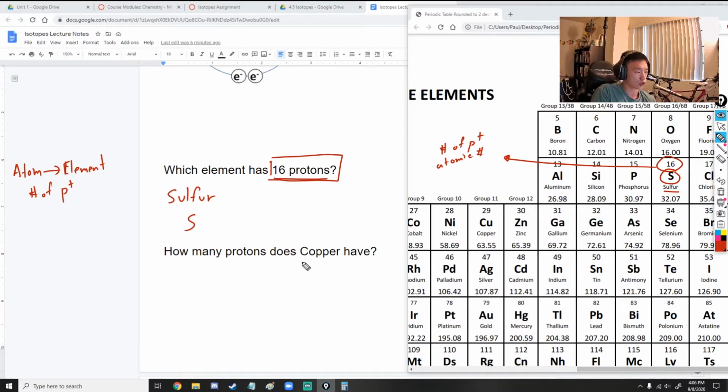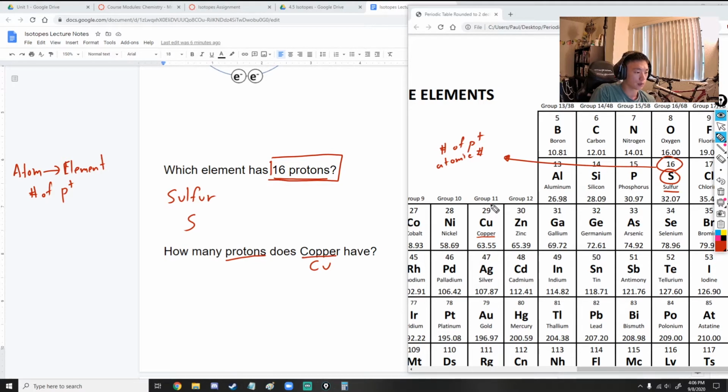In this next question, we're going to go the other way. Instead of telling you how many protons there are, I'm asking you how many protons does copper have? So we're going to have to look for copper on the periodic table. You can skim through the periodic table and you'll find that copper is right here. The symbol for copper is Cu. And how many protons does Cu have?